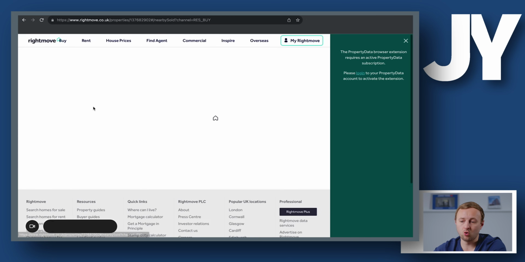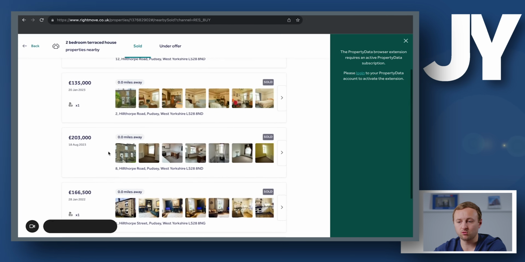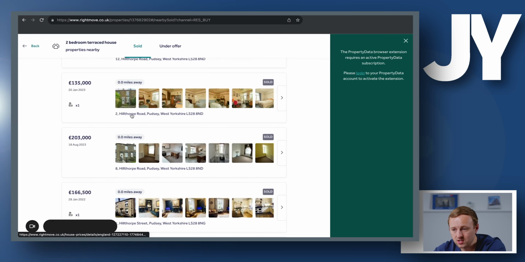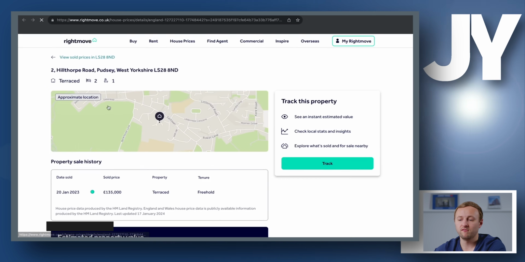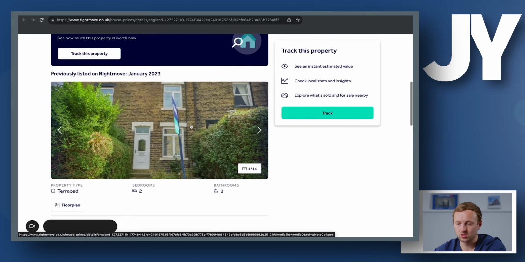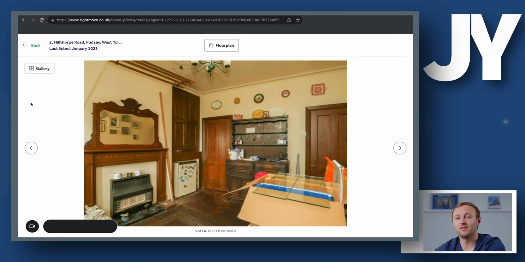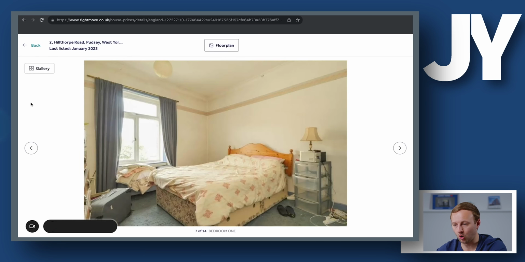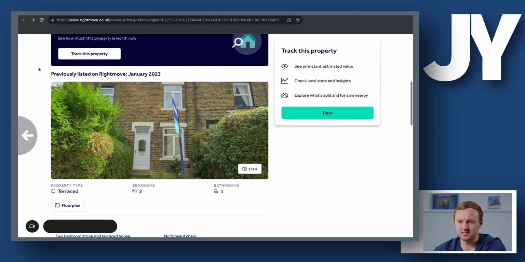And then under the sold part, I'm going to look at what has sold recently in the area. And you can see 133 grand is the absolute lowest, which was number 2 Hillthorpe. And you can see from the photos, I'll just click on it quickly. You can see these are very, very different photos. I am guessing that was a probate property. It's old school. A lot of money would have gone into that. So it gives you a really good idea of the stability of pricing.